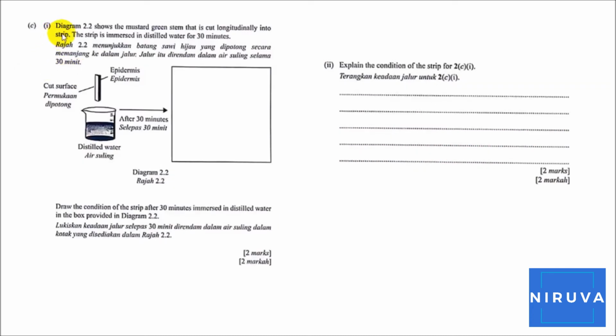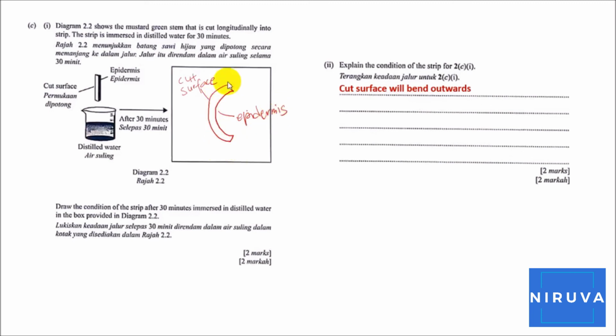Okay, move into question C. Diagram 2.2 shows the mustard green stem that is cut longitudinally into strips, where the strip is immersed in distilled water for 30 minutes. Okay, and then draw the condition of the strip after 30 minutes immersed in distilled water in the box provided. So the green stem will be bent outward. Okay, it will bend outward, where this part is the cut surface part, and here is the epidermis area.